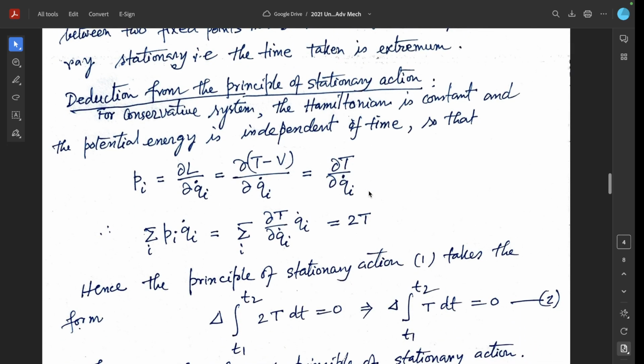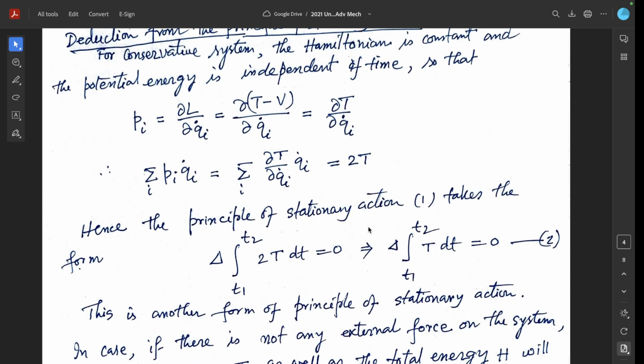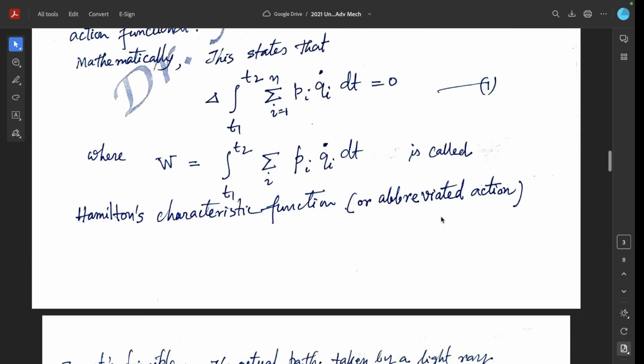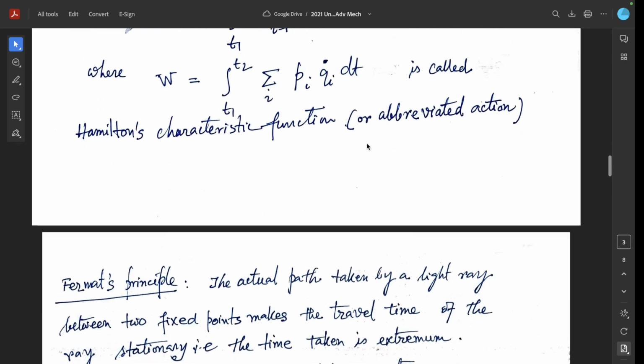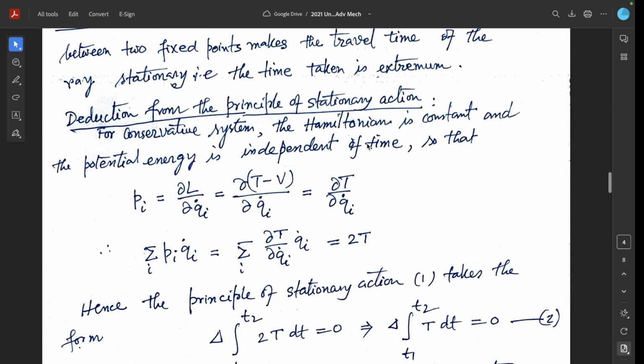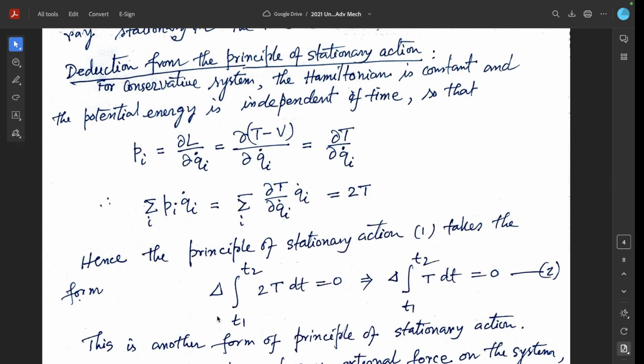And hence the principle of stationary action, equation 1, takes the form delta integral from t1 to t2 of 2T dt equal to 0. Therefore, delta integral from t1 to t2 of T dt equal to 0.